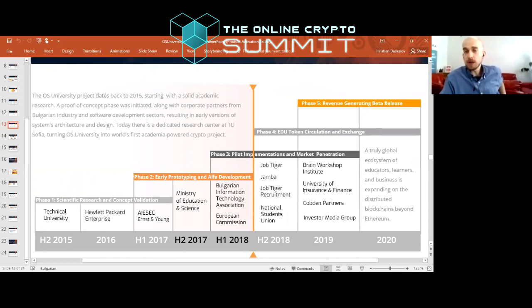So I guess we are at this stage of pilot implementations after the release of the alpha version that is happening in June. And around the end of 2018, we'll start working on the beta version. If you remember the slide where I showed that we will also be accepting fiat currencies, this will be happening in the beta version of the OS.University platform. So more or less, this is our plan for the moment.